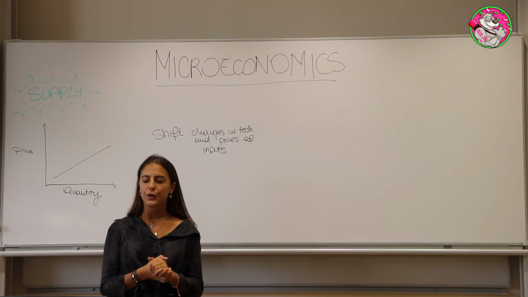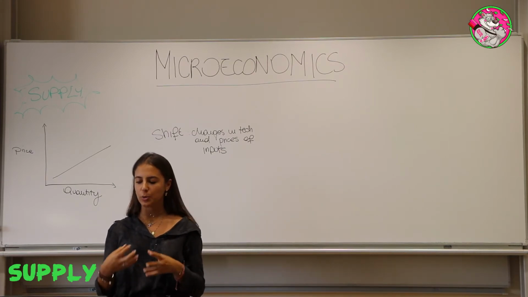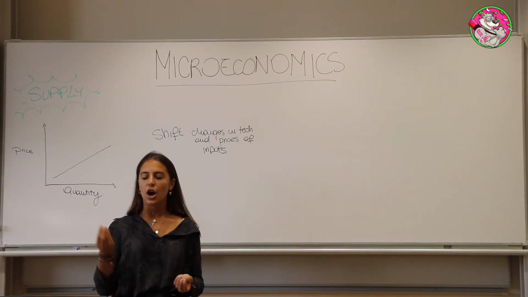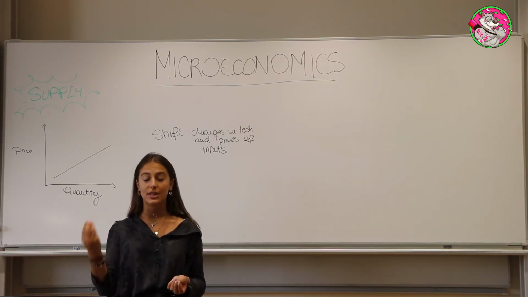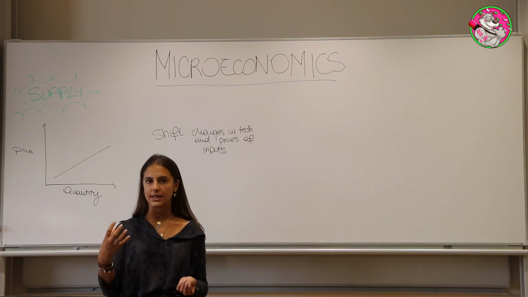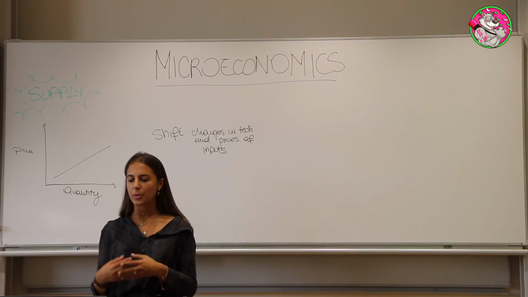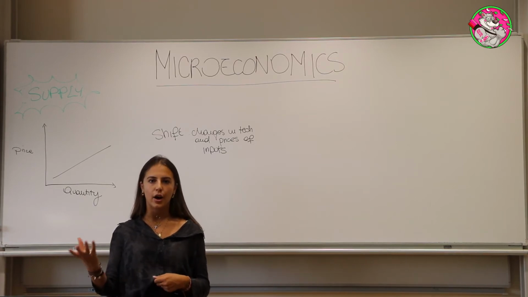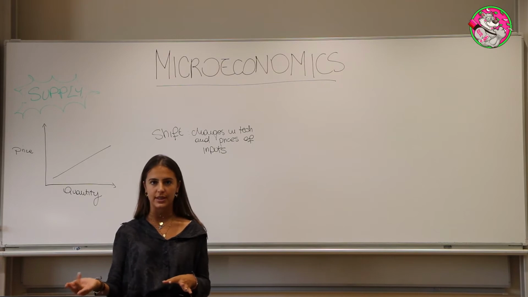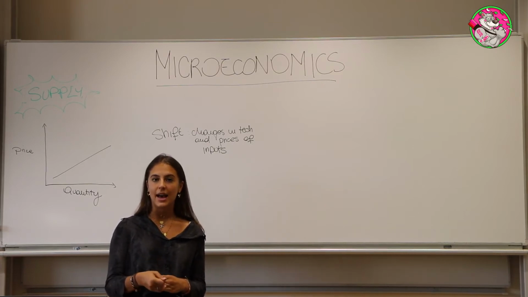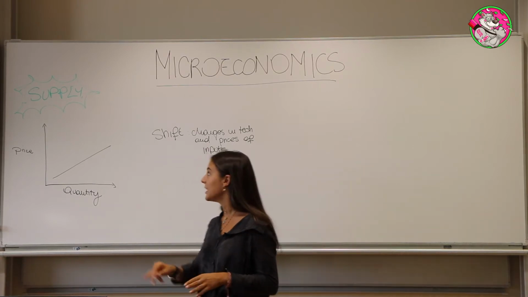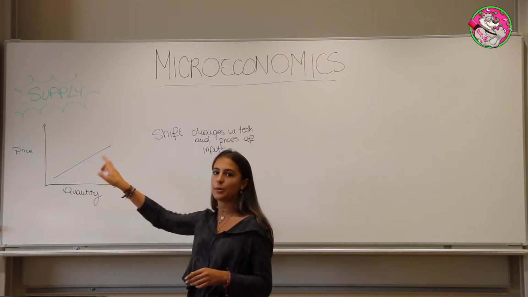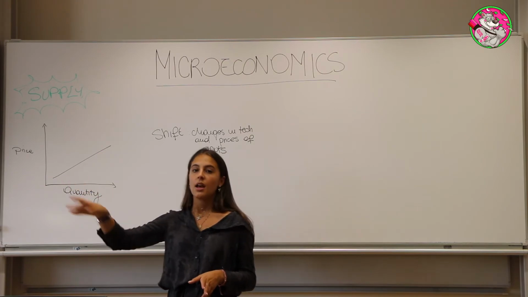The supply curve shows the quantity supplied of any good or service that sellers are willing and able to sell at different prices. So this is the relationship between the quantity supplied and the price of these goods or services. This, as with demand, is a curve. It's a linear equation, and we have quantity on the x-axis and price on the y-axis.